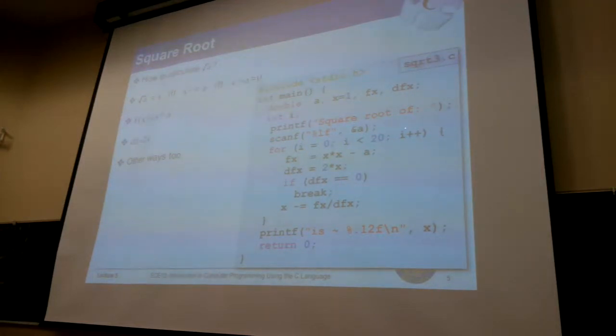So here's an example where we're putting it all together, where we're asking the user for a number that they'd like to take the square root of. We're defining the maximum number of iterations, here 20, and at each iteration step, we're calculating f of x as x squared minus a, the derivative, and testing our zero condition and updating and so on. So is this very clear?